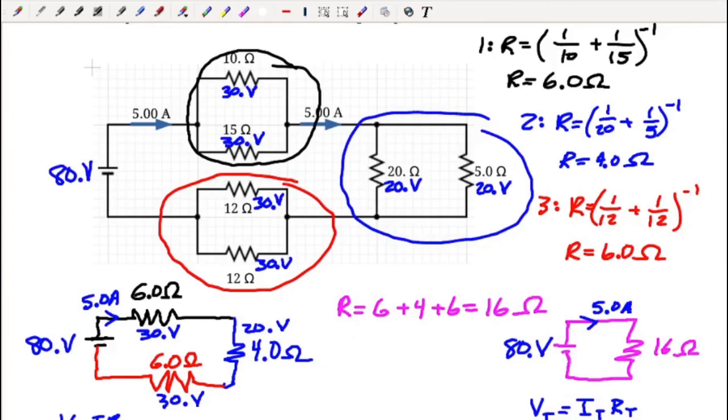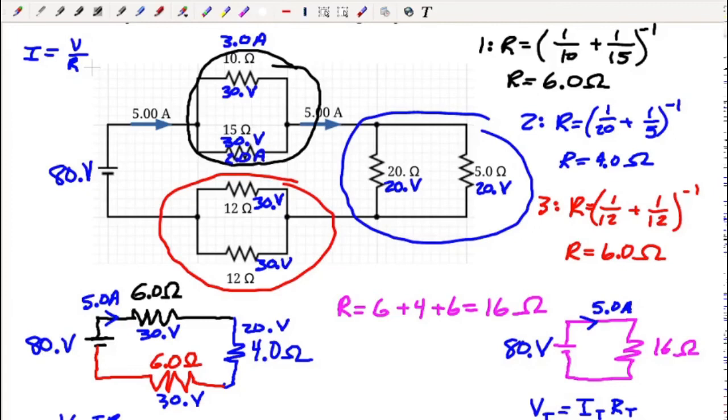Then to find the current in each of these, I now have 2 pieces of information. I now have the resistance and the voltage, so I can calculate the current using Ohm's law. So I equals V over R, voltage over resistance. So 30 over 10 is going to give me 3 amps going this way, and 30 over 15 is going to give me 2 amps going this way.